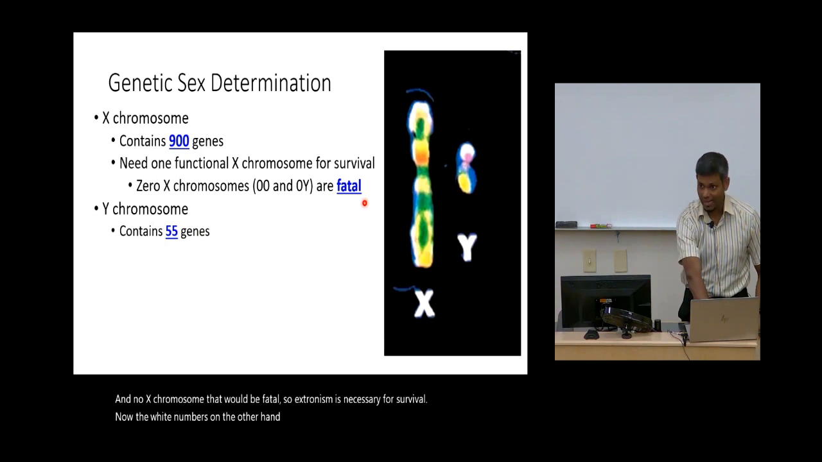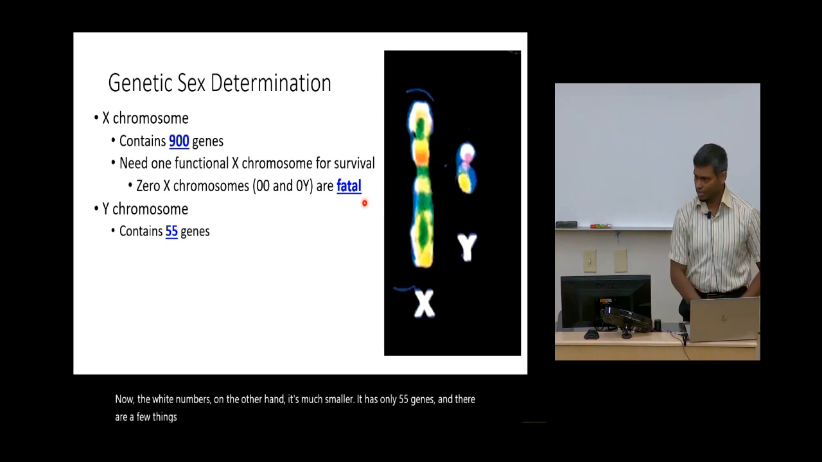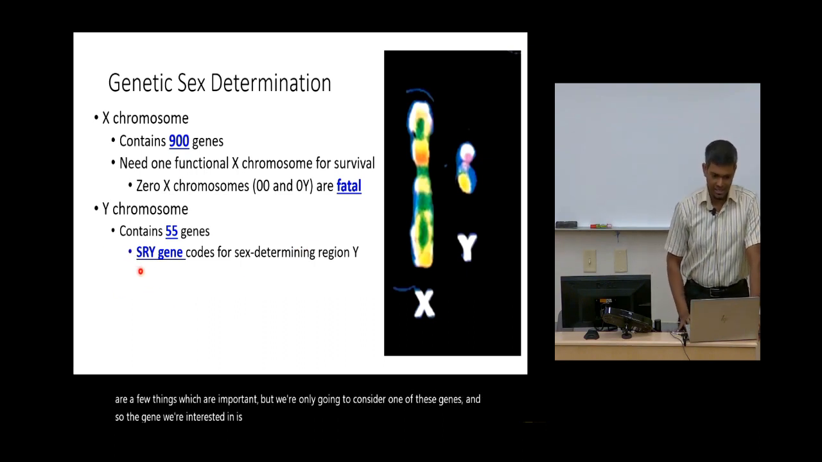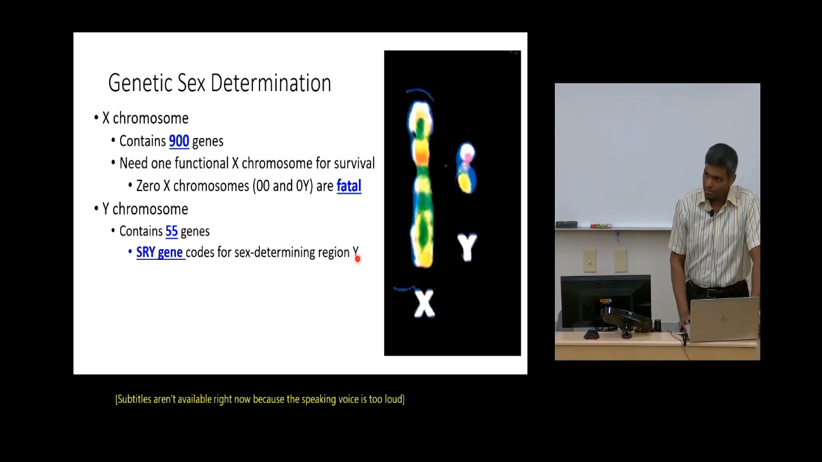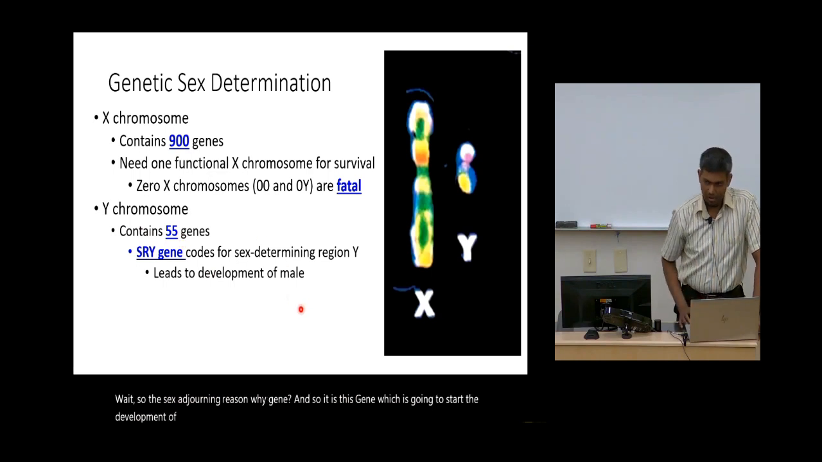So the X chromosome is necessary for survival. Now the Y chromosome, on the other hand, is much smaller. It has only 55 genes, and there are a few things which are important, but we are only going to consider one of these genes. The gene we are interested in is the SRY gene. This stands for the sex determining region Y. It is this gene which is going to start the development of the male characteristics.